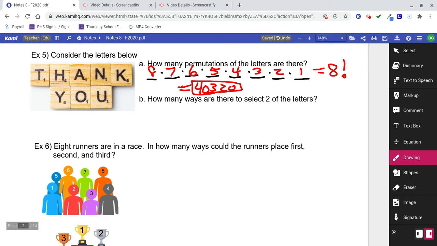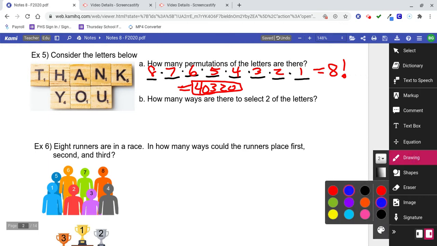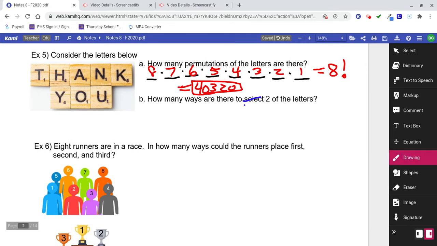B, how many ways are there to select 2 of the letters? I probably should have said, instead of select, order, just to make it obvious that the order of the letters is important. Later, we'll have problems where the order isn't important, but right now it is, okay? And so the way I like to think about this is I'm taking a group out of a larger group, and order matters. So out of the 8, I'm going to take 2 of them.